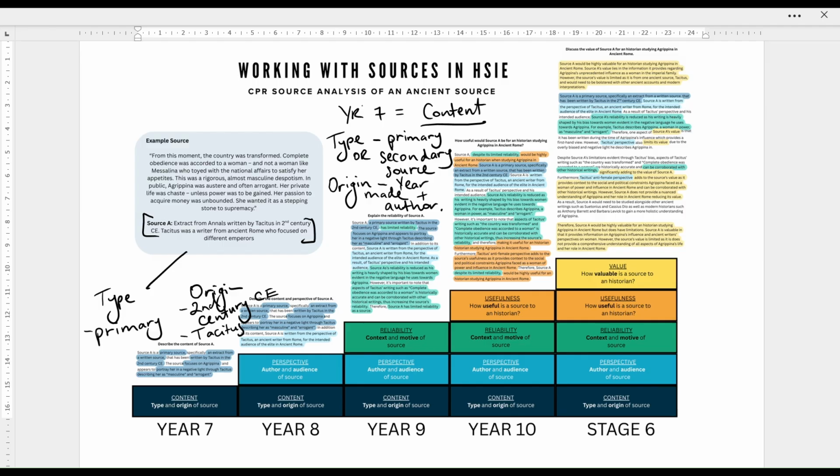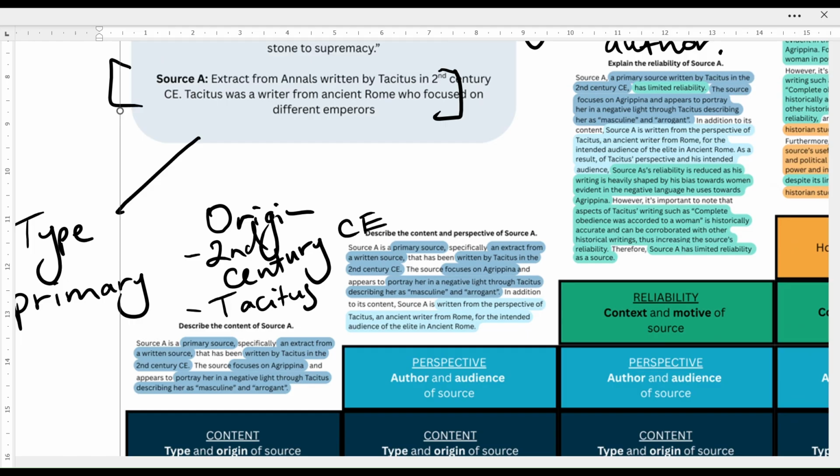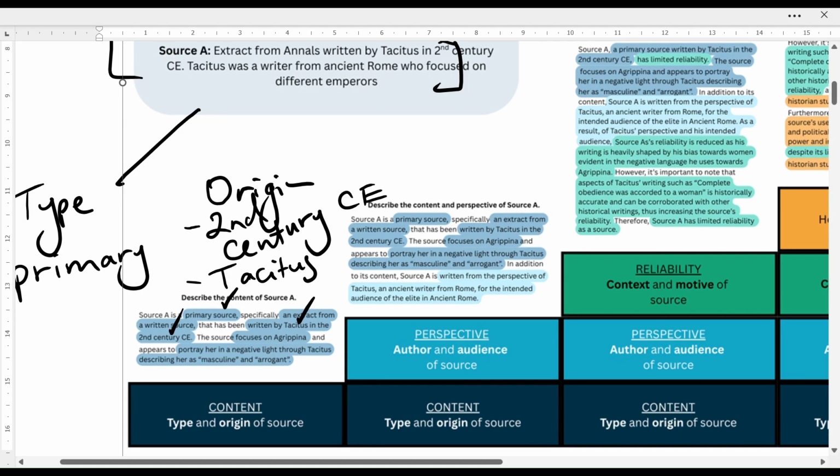So what we're going to do is we're going to read through the sample here and see if the sample provides those answers. So source A is a primary source, tick. Specifically, an extract from a written source that has been written by Tacitus, tick. In the 2nd century CE, tick. So in the first sentence, the person who wrote this has met the requirements of type and origin. But this section is also asking you to describe the content.